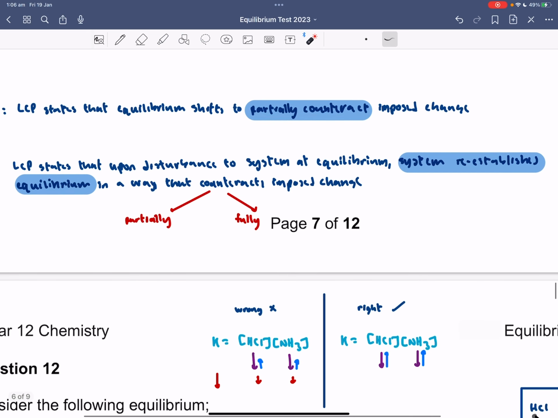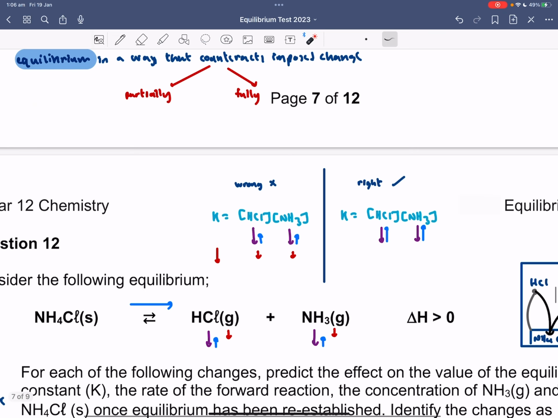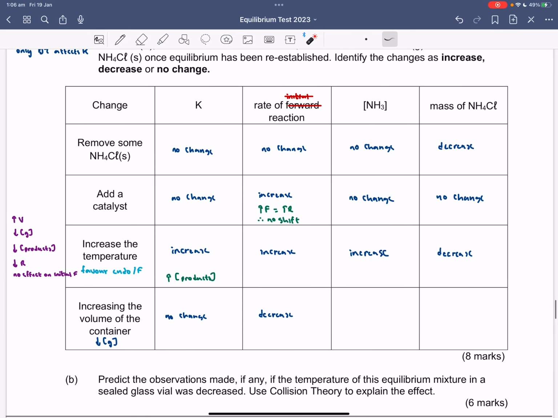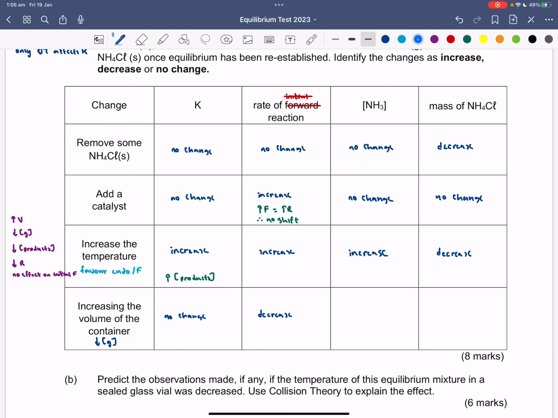The key thing is that we need to reestablish equilibrium, in a way that counteracts the imposed change. So in this case, it fully counteracted the imposed change, and the concentration of HCl and NH3 went right back up to what they were. So at the end of the day, the concentration of NH3 has no change. There was no change in its concentration.